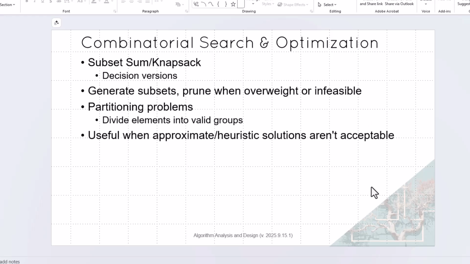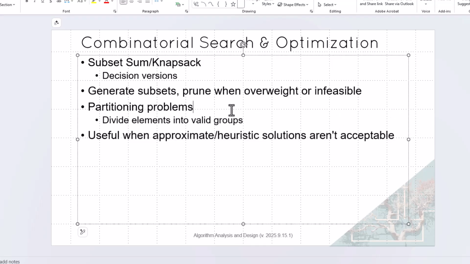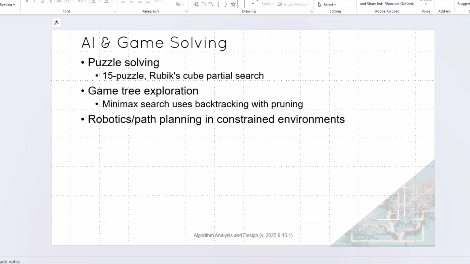Combinatorial search and optimization, the subset sum or knapsack problems. We've got decision versions of those. We can generate subsets, prune when overweight or infeasible, and partitioning problems, dividing elements into valid groups. Backtracking is also useful when approximate or heuristic solutions aren't applicable.